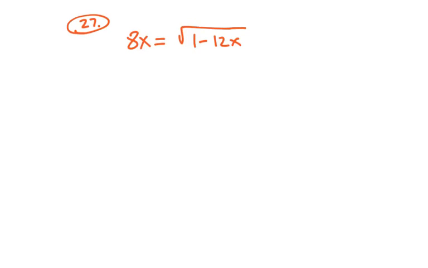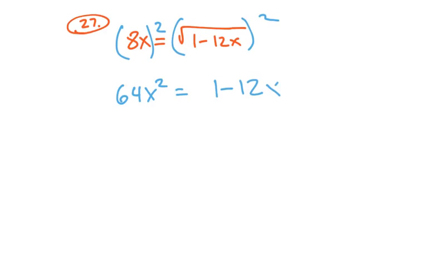So let's solve this problem. How do we go about doing this? Well, the goal is we always want to get the square root by itself and then square the value. So here it's nice because the square root's already by itself. The important thing is that when you square, you get 64x squared, and on the other side, you get 1 minus 12x.